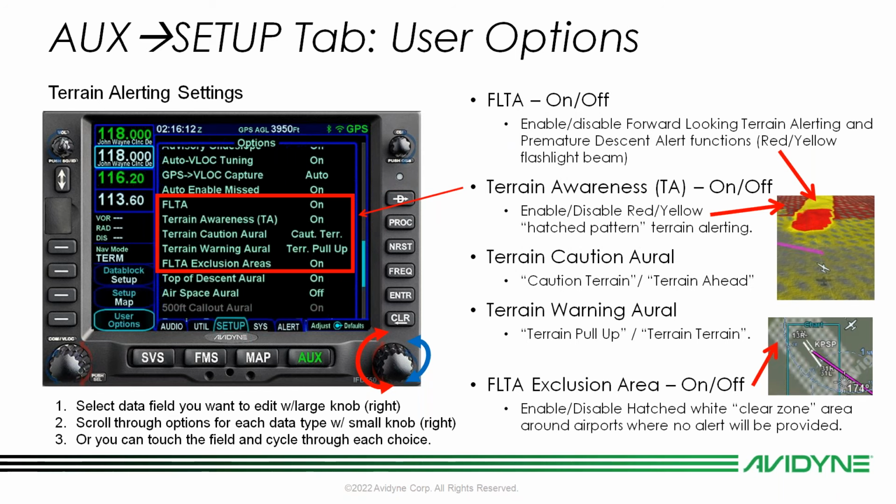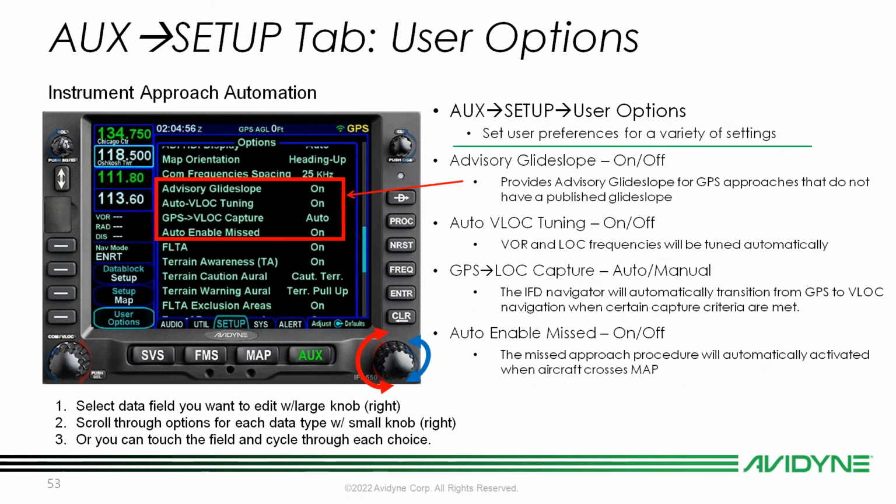And then let me go back one. Let's go back here. We talked about all those. Auto VLOC tuning, right? That's going to tune your VLOC automatically. Leave it on. Just go ahead and put it on and leave it on, and you'll see the benefits of that. GPS VLOC capture, either auto or manual, is based on the capture criteria that I talked about in the IFD Advanced webinar. That information is also available in the pilot guide as well. I won't go into it in this webinar, but if you missed it, check the last webinar or just look in the pilot guide. I believe that's chapter 6 off the top of my head.